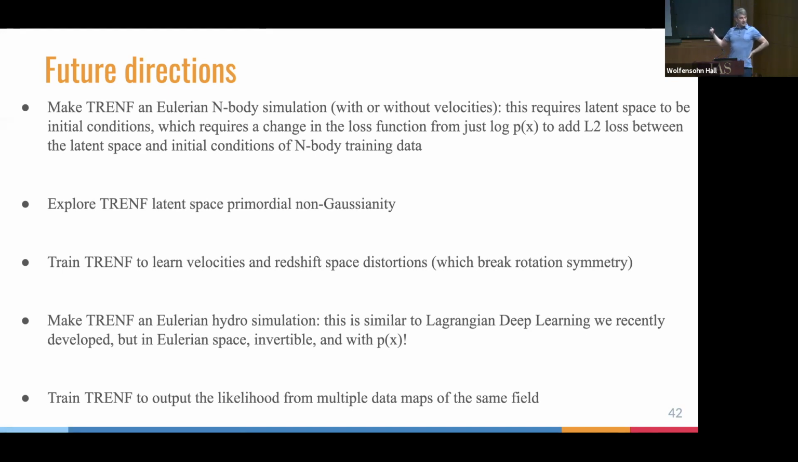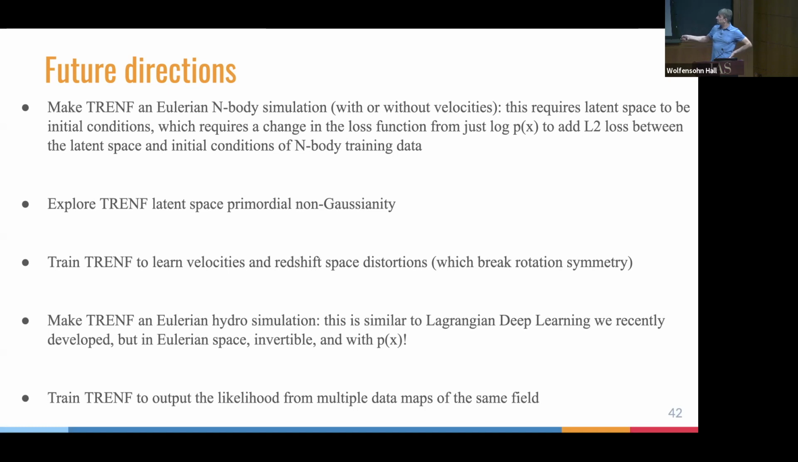If we do that, then it will actually be even better in terms of exploring the latent space for primordial non-Gaussianity, because each latent space variable would actually correspond to a specific scale in the initial conditions. The next thing we want to do is break the rotation invariance to account for redshift space distortions. We know that clustering is not isotropic in redshift space, and so we need to be able to generalize this, but in a specific way, including velocities.